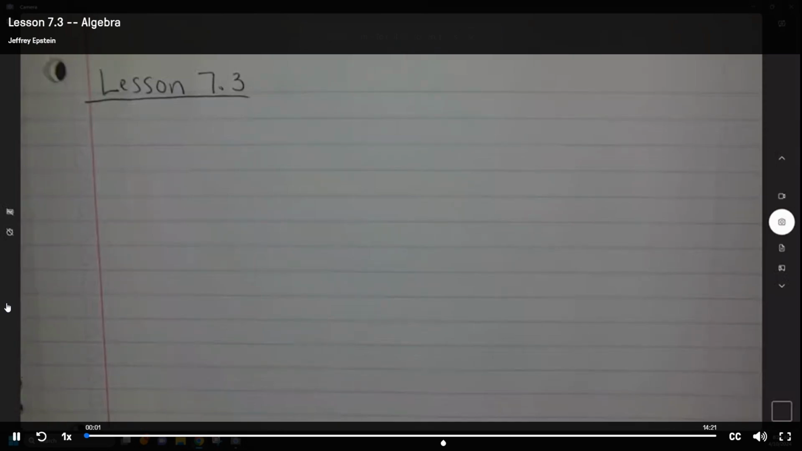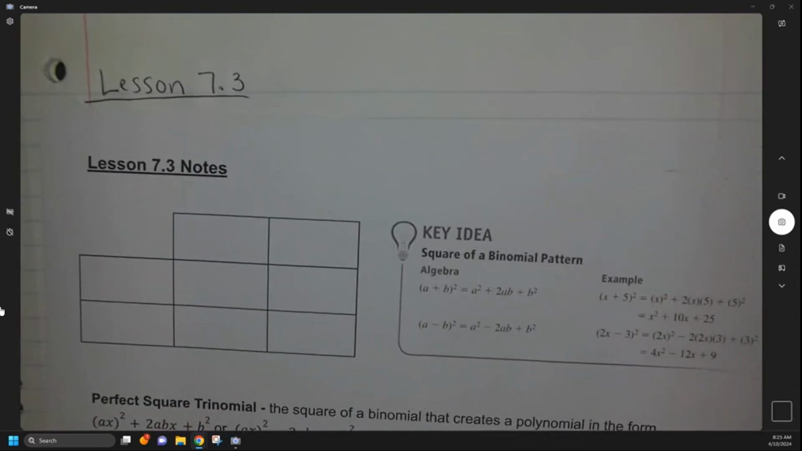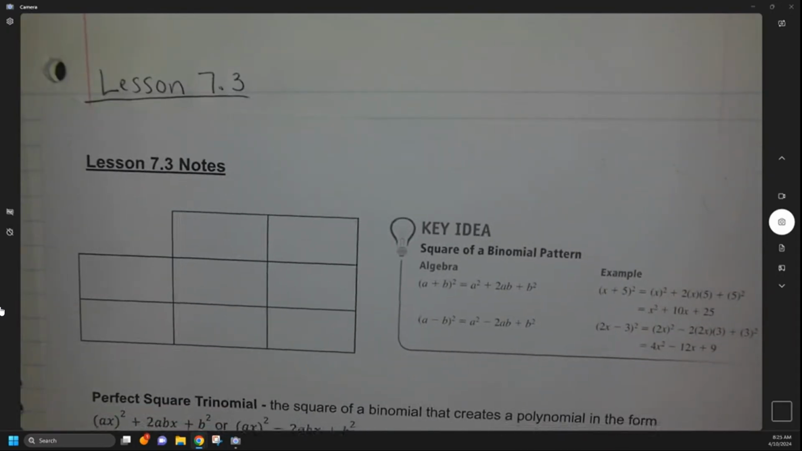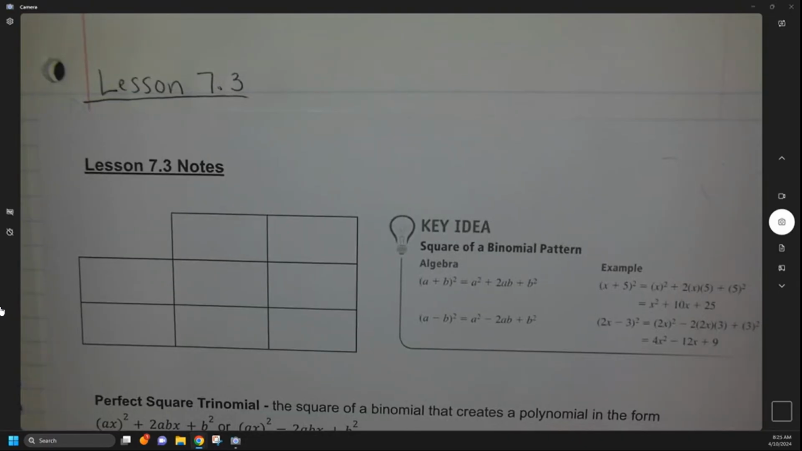This is lesson 7.3. In this lesson, we're going to be talking about special products of polynomials. So in this lesson, let's first take a look at what if we had the expression a plus b squared.